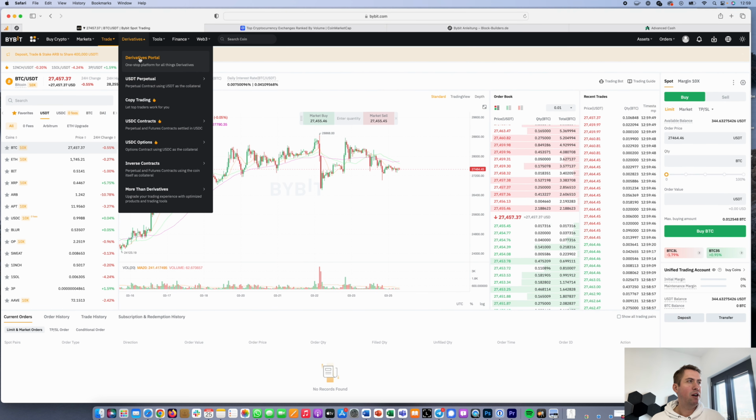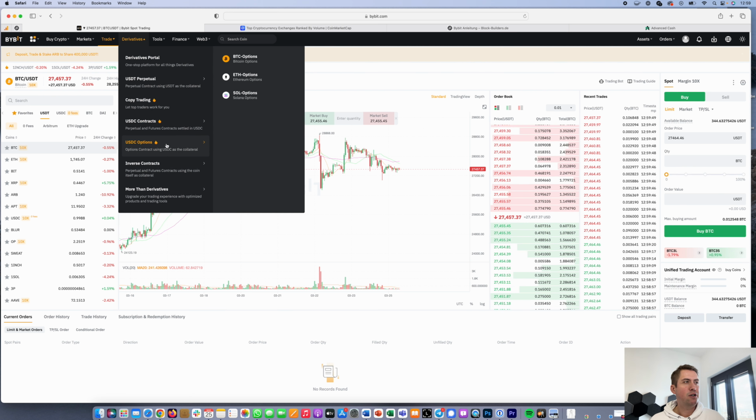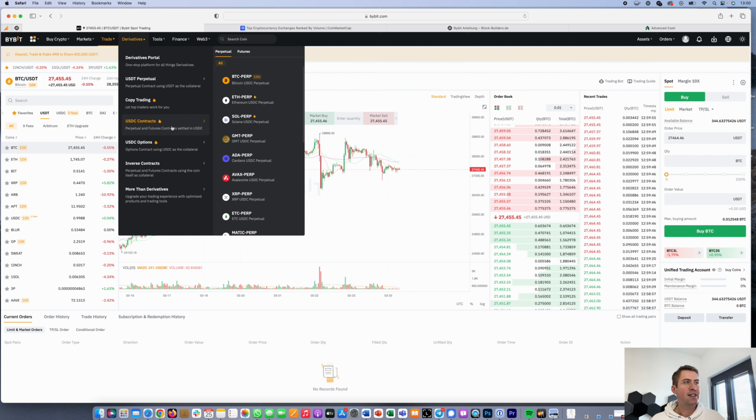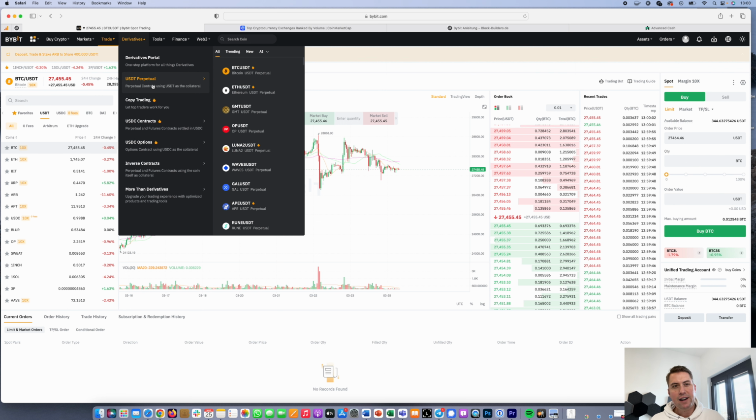And now we have a look at derivatives trading. And there are several contracts that you can trade. The most popular ones are USDT perpetuals, and then there are USDC contracts and inverse contracts. And the difference is basically what you are using as collateral. So with USDT perpetuals, you are basically using USDT, as the name already suggests, and you need to have some USDT in your account, and if you do a successful trade, you will increase the number of USDT you have.